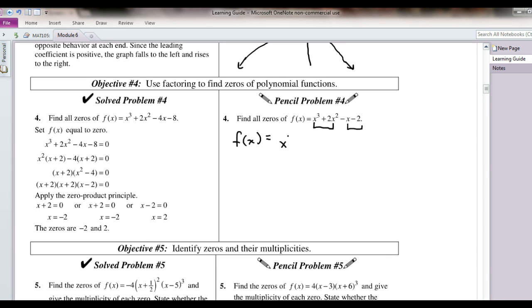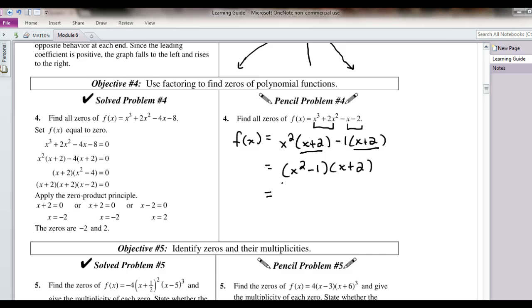So the first pair we can take out an x squared and we get x plus 2. And the second pair we'll just take out negative 1 and we'll have x plus 2 there. Then the two terms have the common factor of x plus 2. So we have x squared minus 1 times x plus 2.